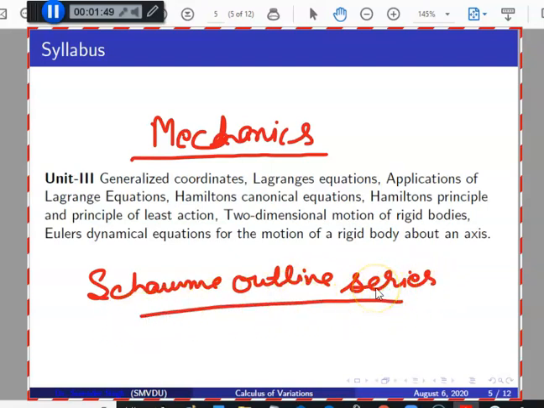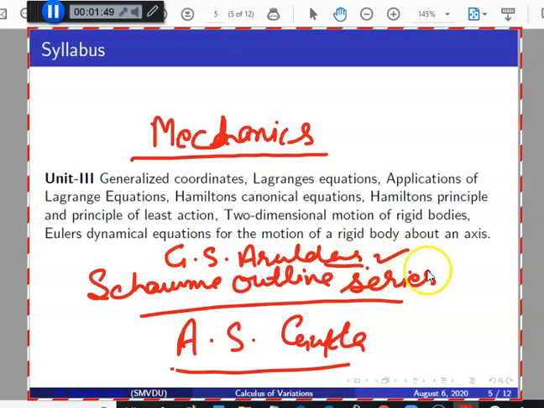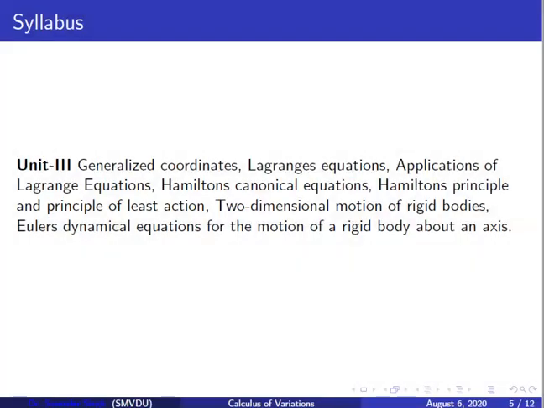So the second book you can refer, one book is related to calculus of variations. You can have A.S. Gupta, one textbook you can refer, and another book by the Indian author G.S. Aruldas. So these are books you can refer for this particular course. And one classical book which is used, I will show in the last slide.